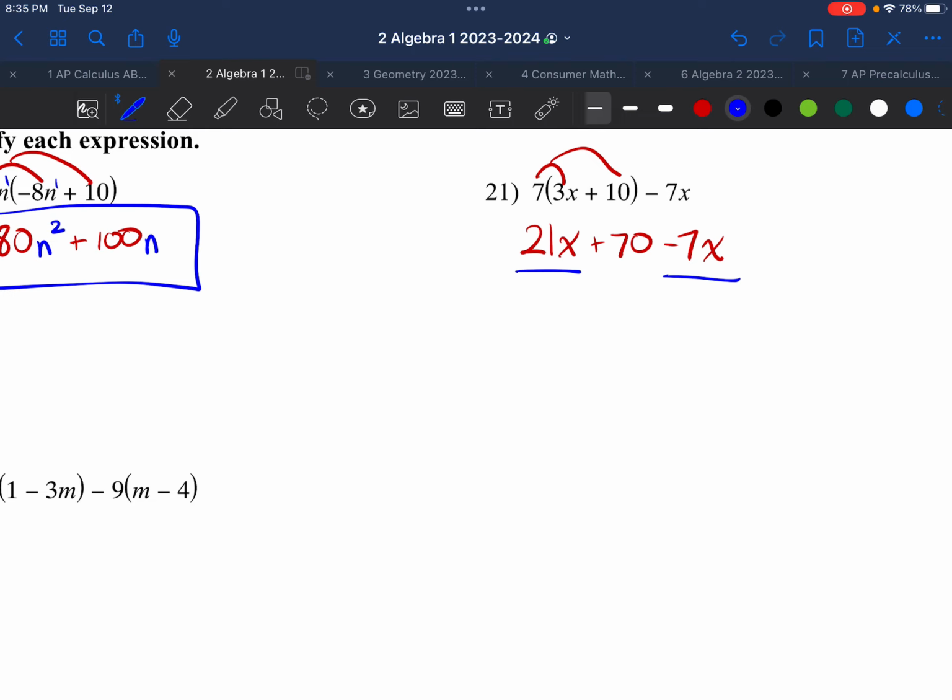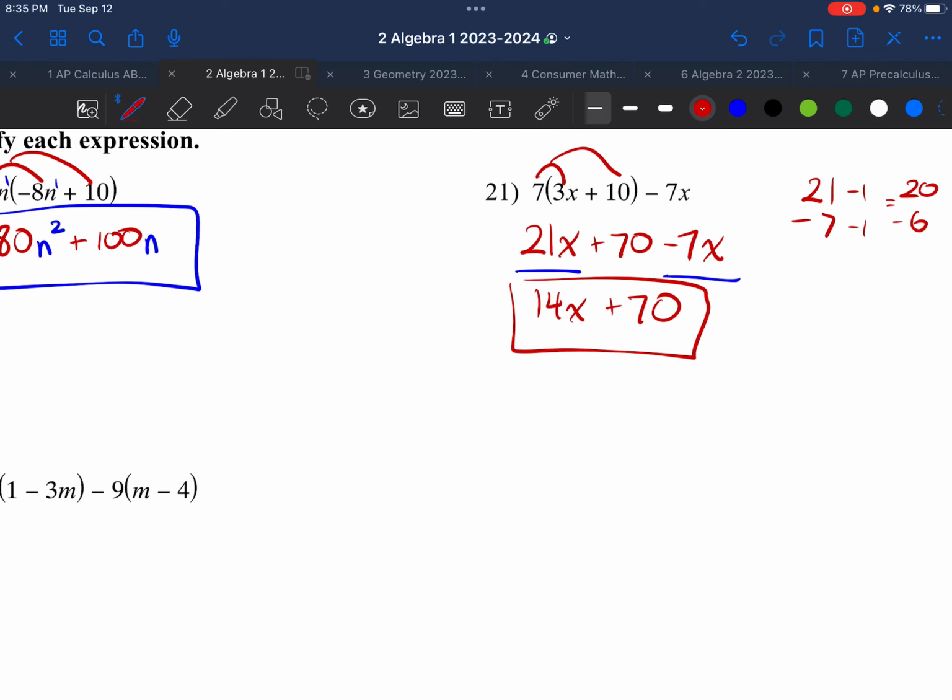So here's what I'm trying to show you in my head. 21 minus 7. What I can do to both of these, I don't like subtracting 7 from 1, so that's really not fun. What I can do here is I can just subtract 1 and subtract 1. And this is going to turn into 20 and 6. So 20 minus 6 is the same answer as 21 minus 7. And 20 minus 6 is 14. And 14x plus 70. And there's our final answer, which will box.